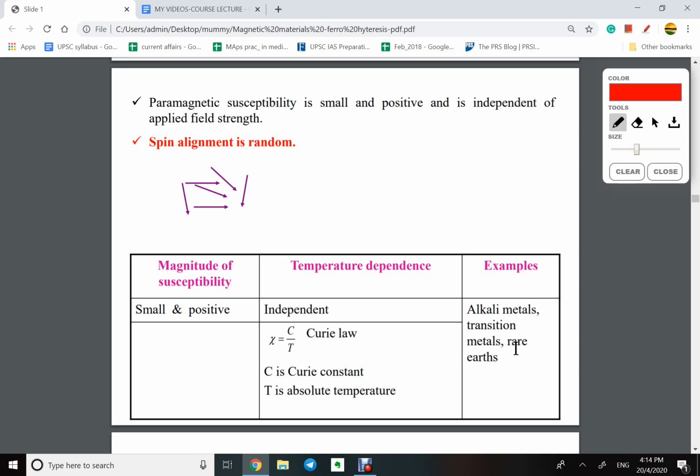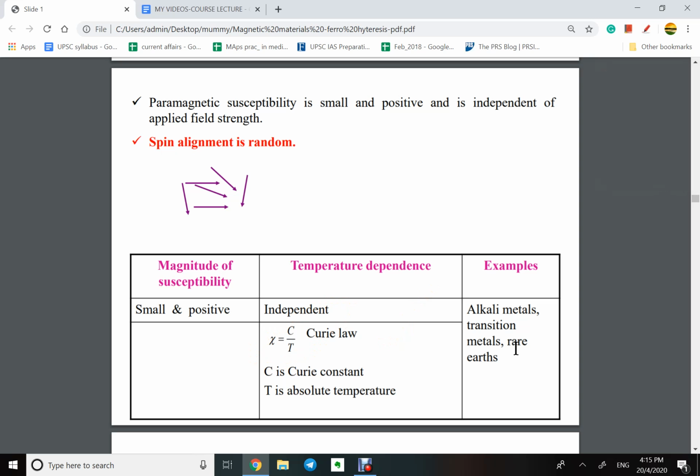These paramagnetic materials satisfy a law known as Curie law. Here, the susceptibility chi equals C by T, where C is the Curie constant and T is the absolute temperature. This law is known as Curie law. This law is obeyed by the paramagnetic materials.